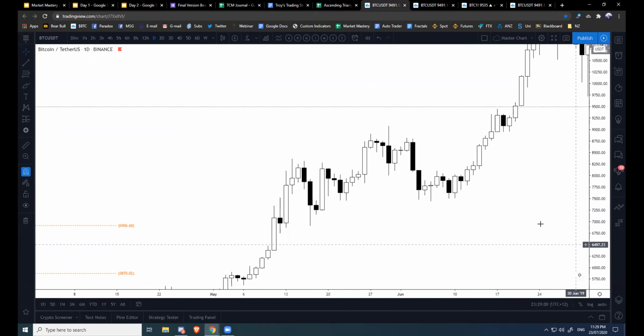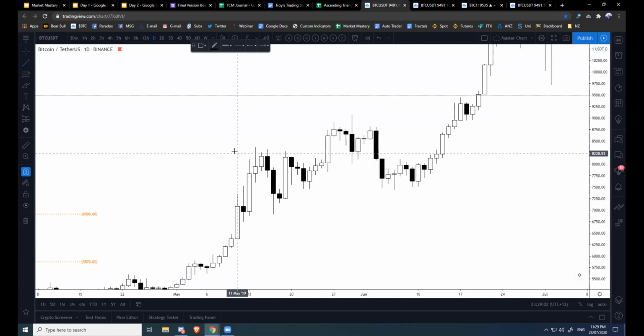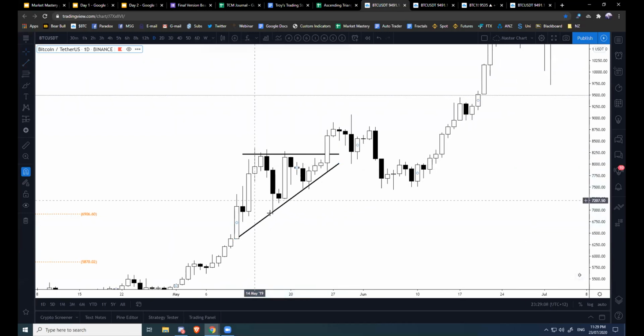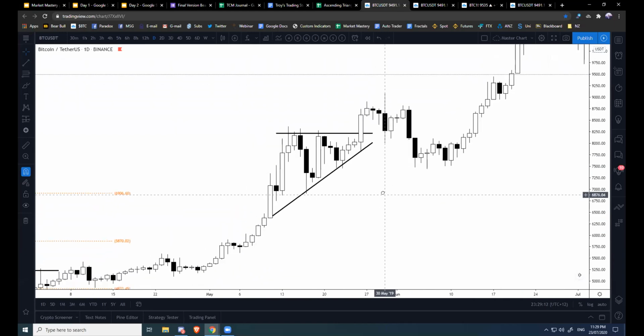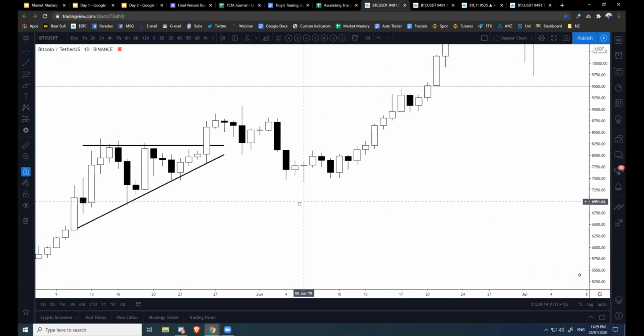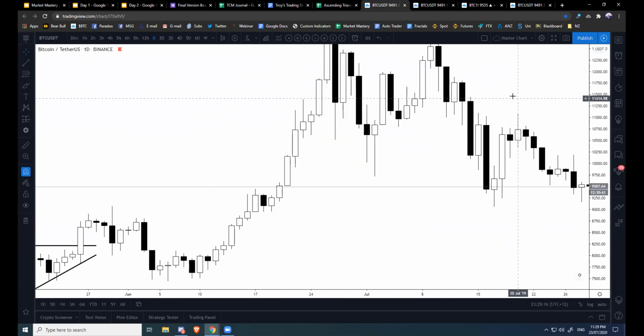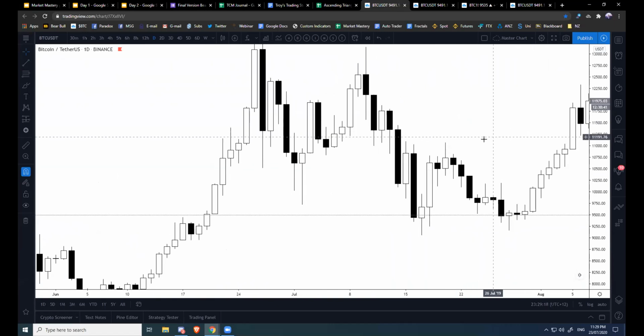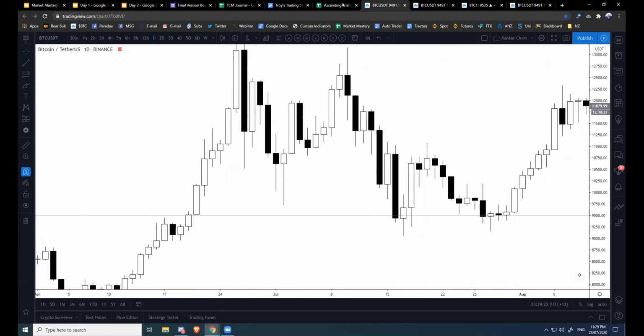So when you start to see, like, here's an ascending triangle, a small one, right? Here we go. It's just increasing on the bottom, but the top's flat, and then it breaks out. Yes, technical analysis is the same across all markets. Cool. All right, we'll go back.